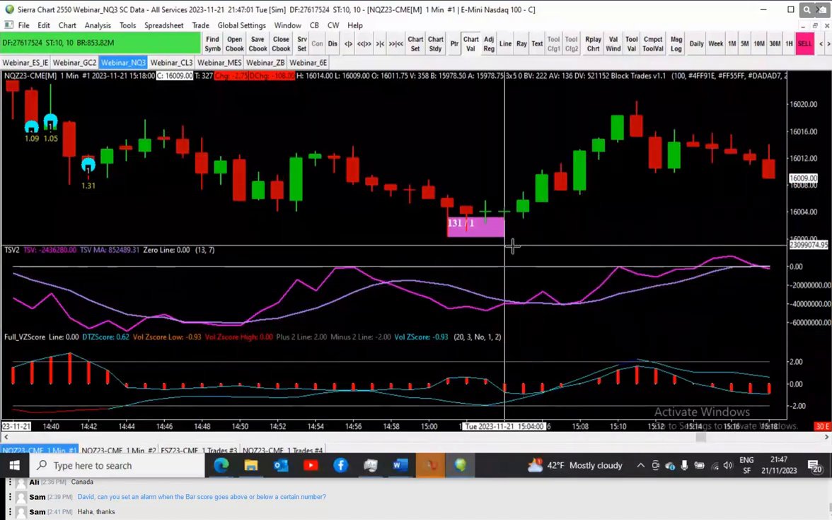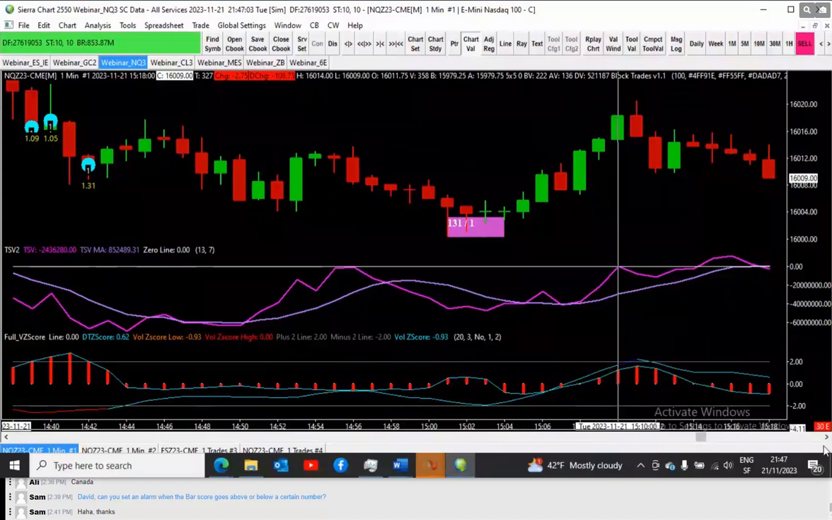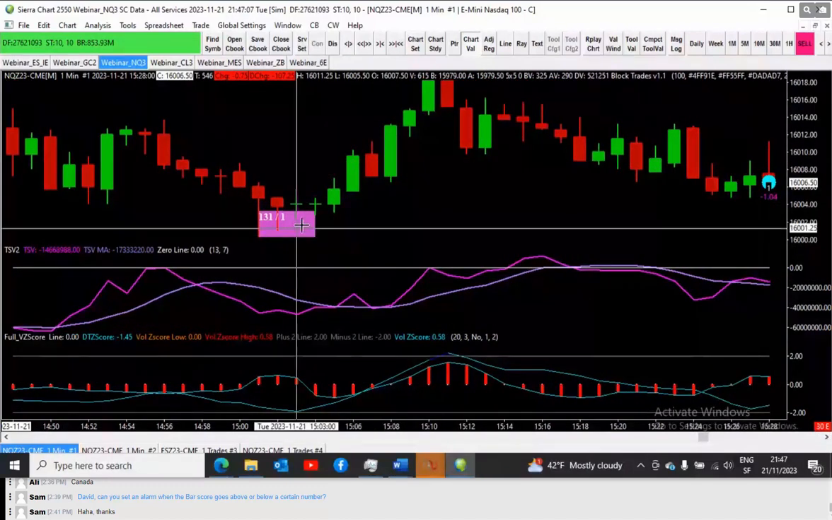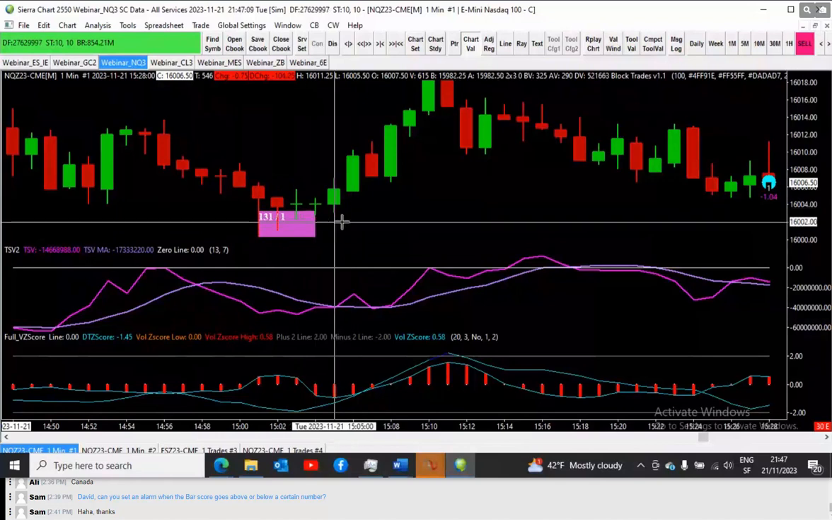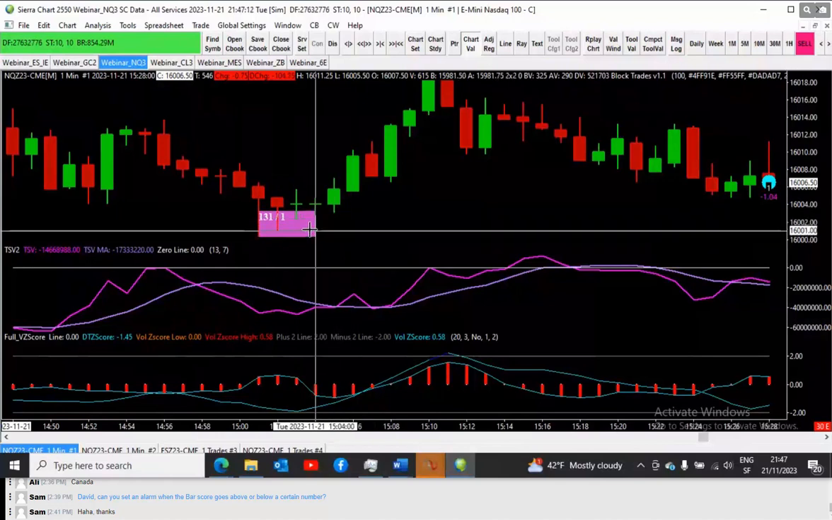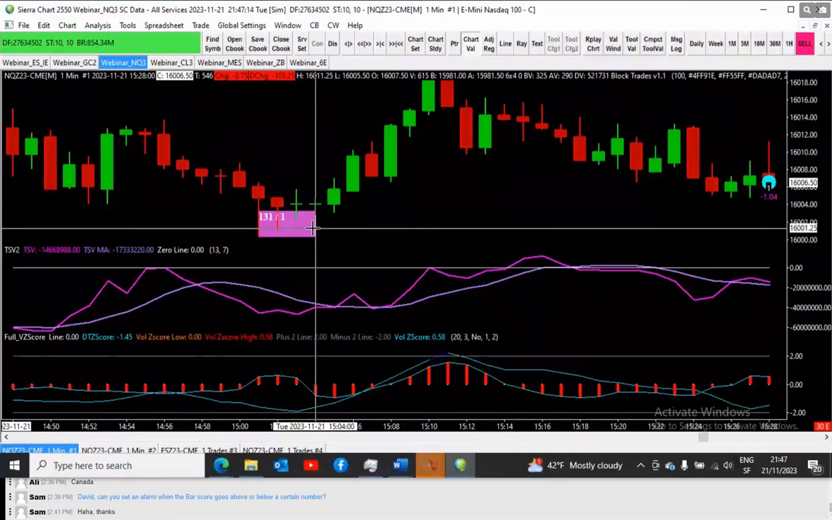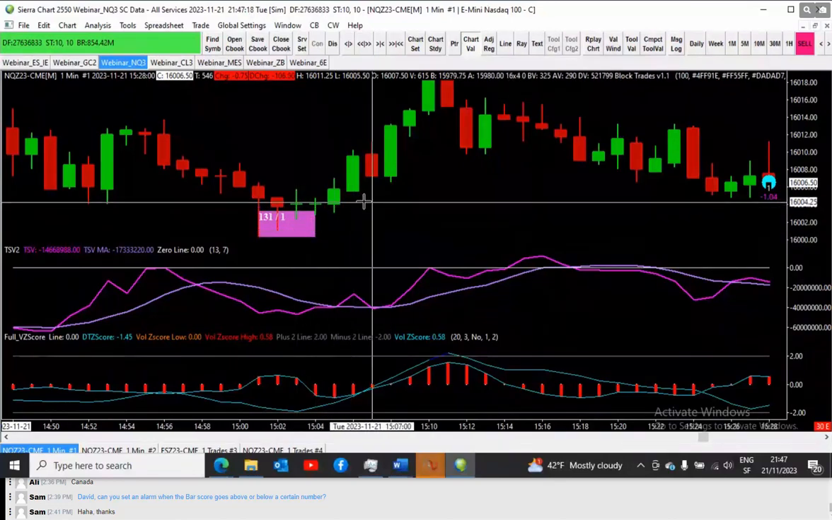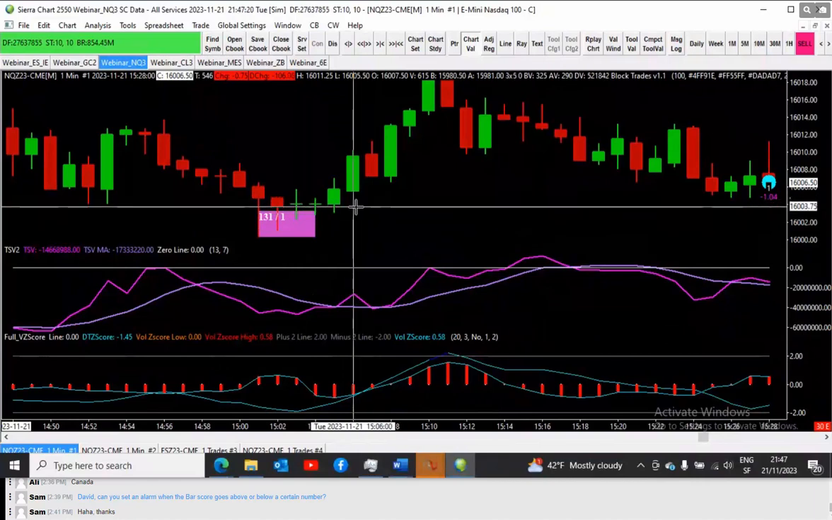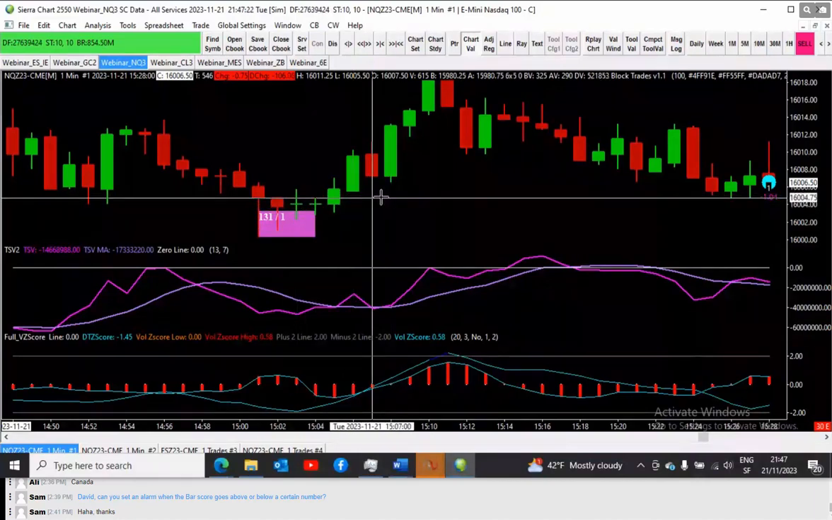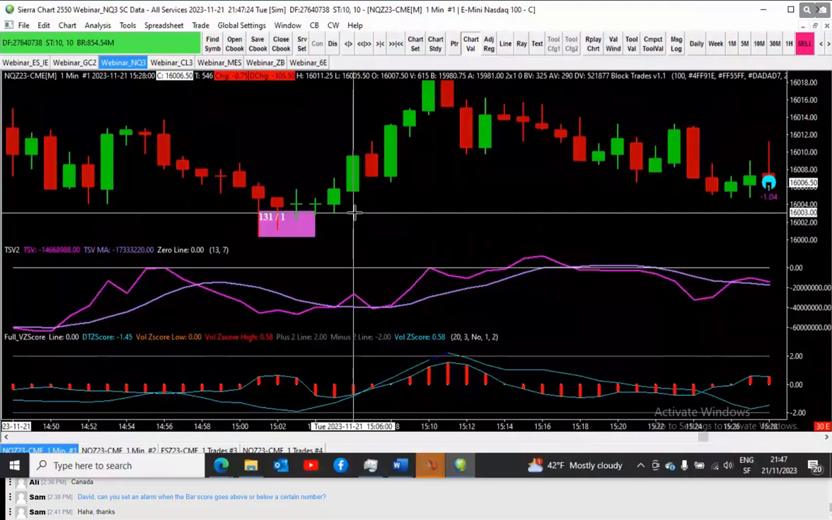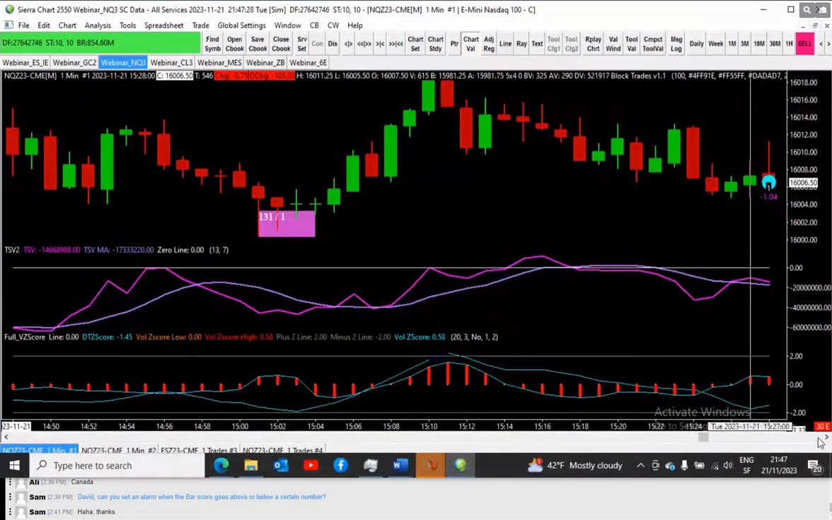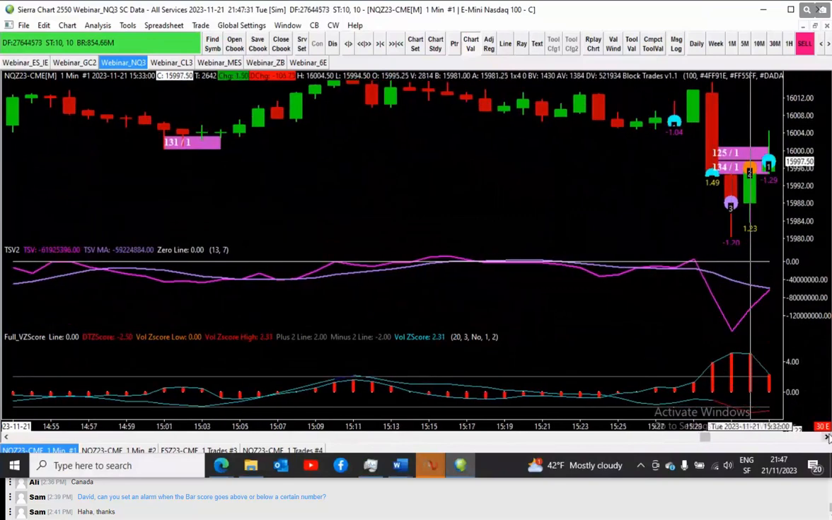So again, it's good to know where these block trades happen. We'll see one or two more. You can set a filter on this, how many lots make a block trade, like more than 100. I think I've got the filter set to 100. So if there's a block trade of 50, it wouldn't show on here. Only trades above 100 lots will be shown as block trades on this chart.